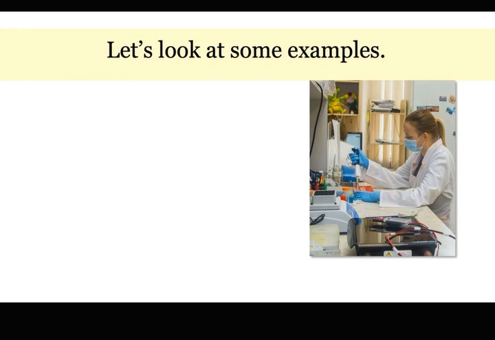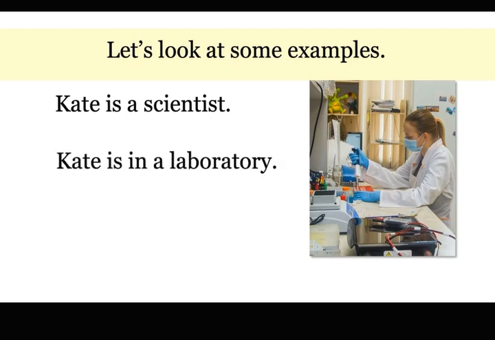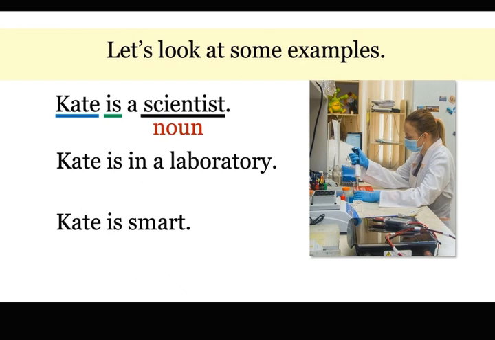Let's look at some examples. Kate is a scientist. Kate is in a laboratory. Kate is smart. In the first sentence, Kate is the subject. Is the be verb that connects the subject to a noun, scientist, that tells more about Kate. In the second sentence, Kate is the subject. Is the form of the be verb that connects Kate to the rest of the sentence.